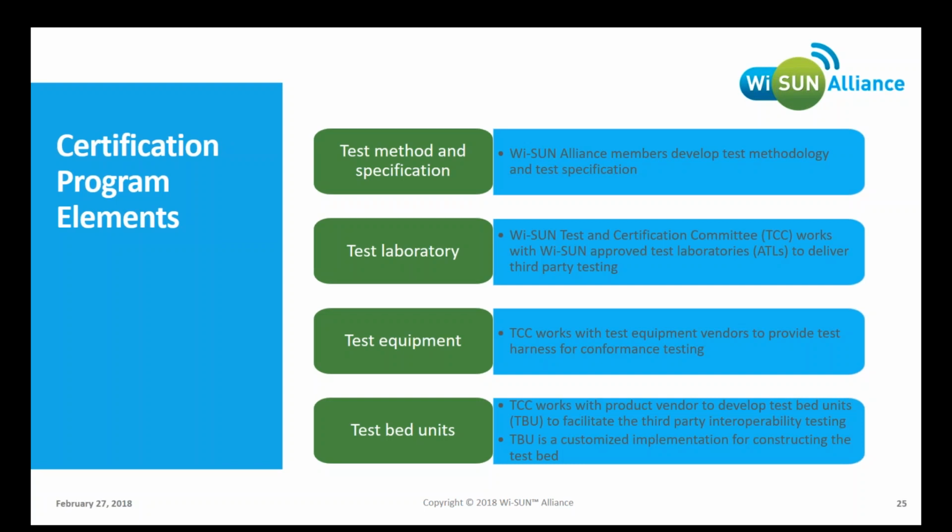So the test specification will then be passed to the test laboratory, our approved test laboratory, so that they can create the test environment. And test laboratories, what is known in WiSUN as approved test labs or ATLs, will also undergo a series of assessment process before they can obtain the status of ATLs in order to deliver the third-party testing. And in order to create the test environment, they also have to engage with test equipment vendors and test bed unit vendors in order to work out the test harness.